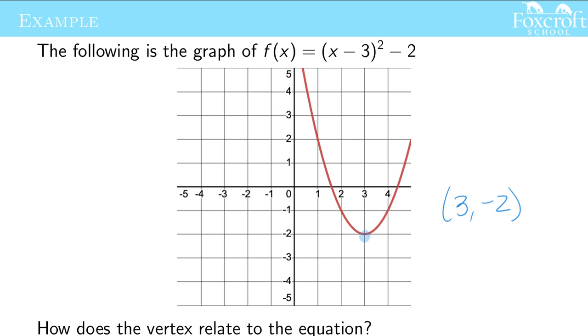So if we compare the point (3, -2) to that equation that we started with, what do you notice? Well, there's a 3 here, and there's a 3 there. There's a -2 there, and there's a -2 there. So it's going to turn out that this form for a quadratic will basically just tell us where the vertex is. In this exact form, it gives us a lot of nice information. We know where the vertex, where this turn is going to happen.